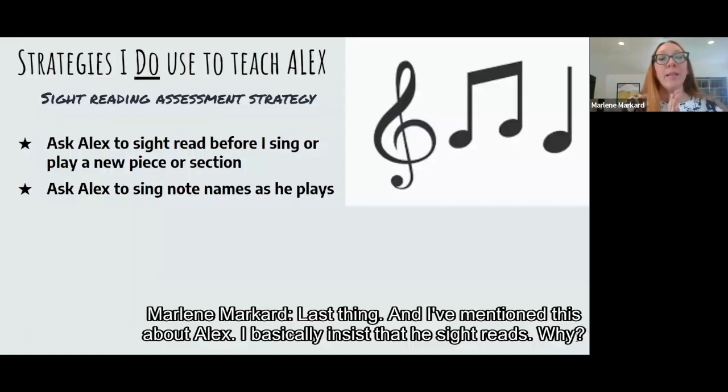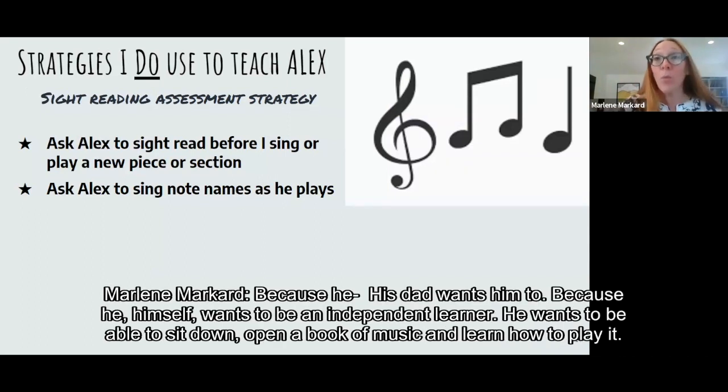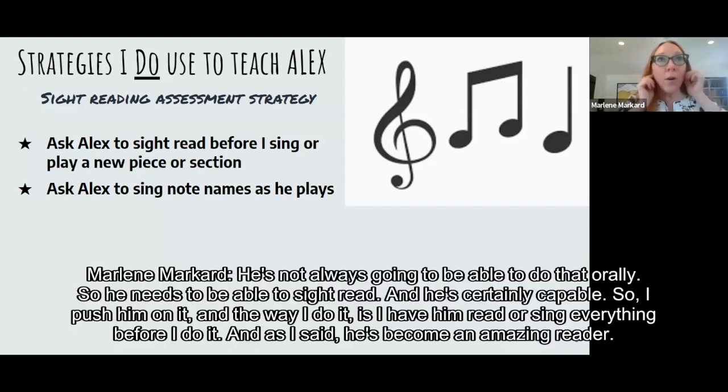Okay. Last thing, and I've mentioned this about Alex, I basically insist that he sight reads. Why? Because his dad wants him to, because he himself wants to be an independent learner. He wants to be able to sit down, open a book of music, and learn how to play it. He's not always going to be able to do that orally, so he needs to be able to sight read. And he's certainly capable, so I push him on it. And the way I do it is I have him read or sing everything before I do it. And as I said, he's become an amazing reader.